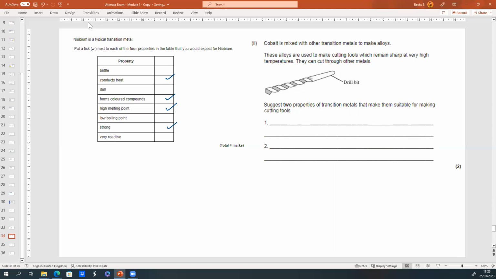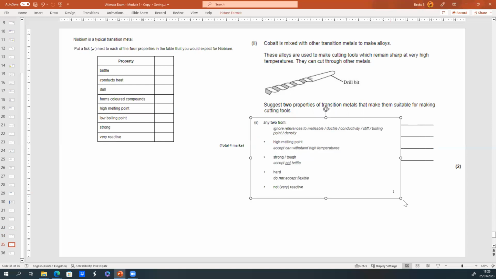Cobalt is mixed with other transition metals to make alloys. So we alloy things to change their properties, alter their properties, etc. These alloys are used to make cutting tools, which remain sharp at very high temperatures. They can cut through other metals. Suggest 2 properties of transition metals that make them suitable for cutting tools. Okay, so let's have a look. Sorry, we'll lose these ticks, but it's fine. So I'll see if I can make that a touch bigger for you.